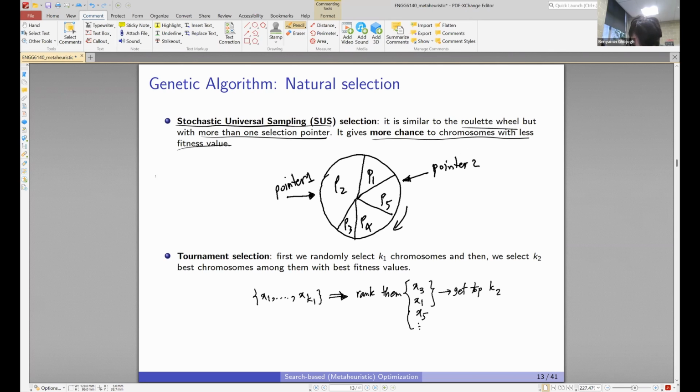How do we implement that? Again, between 0 and 1, we can generate several random points between 0 and 1 in computer.